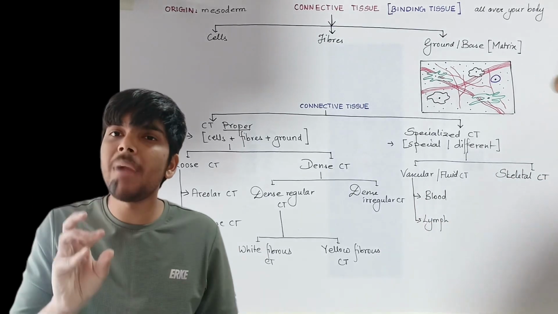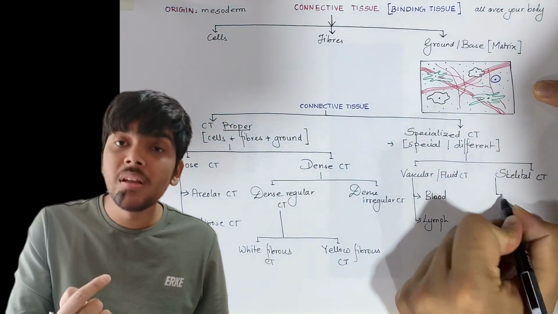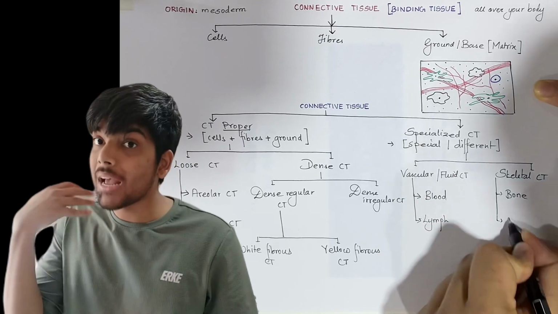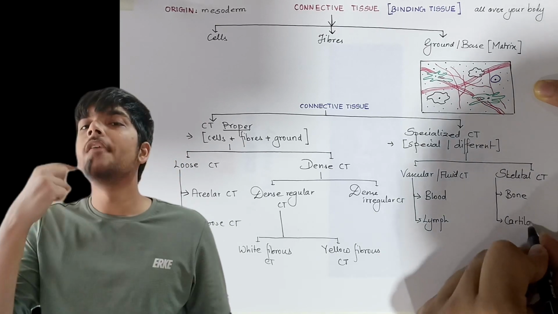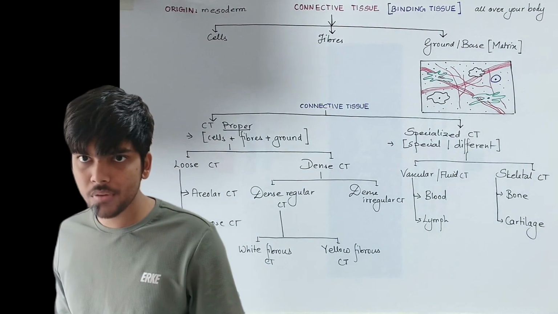Skeletal connective tissue has matrix which is tough and compact. Under this, we're going to see bones, spongy bone and compact bone, and cartilage. Four types of cartilage: hyaline cartilage, fibrous cartilage, elastic cartilage and calcified cartilage.